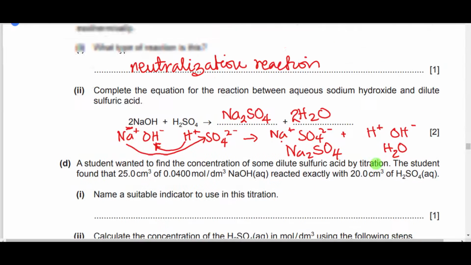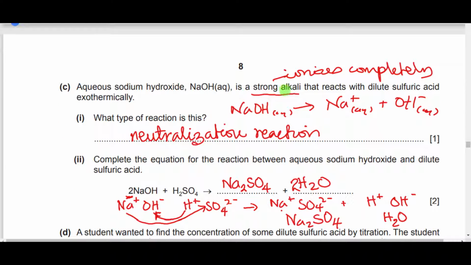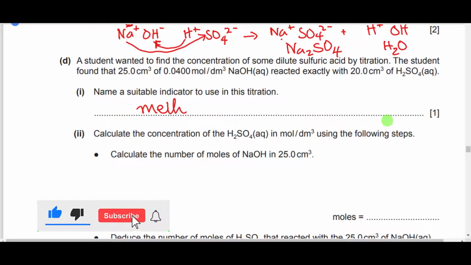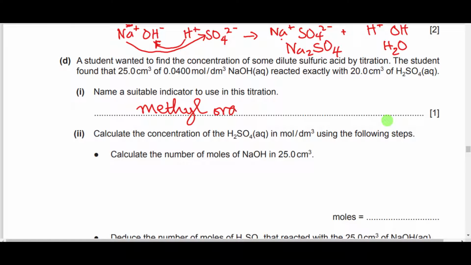Remember, at the beginning of this question, we were told that sodium hydroxide is a strong alkali which reacts with dilute sulfuric acid. And dilute sulfuric acid is a strong acid, right? And being a strong acid, it means that for the titration, you can use any suitable indicator, because at the end of the day, the end point will be around neutral. So a suitable indicator to use in this titration is methyl orange, because it's a titration between a strong acid and a strong base.